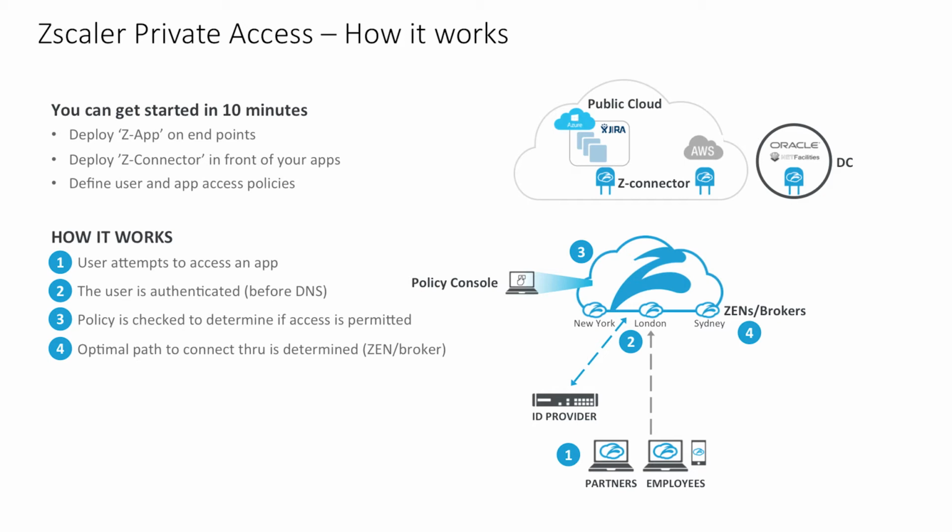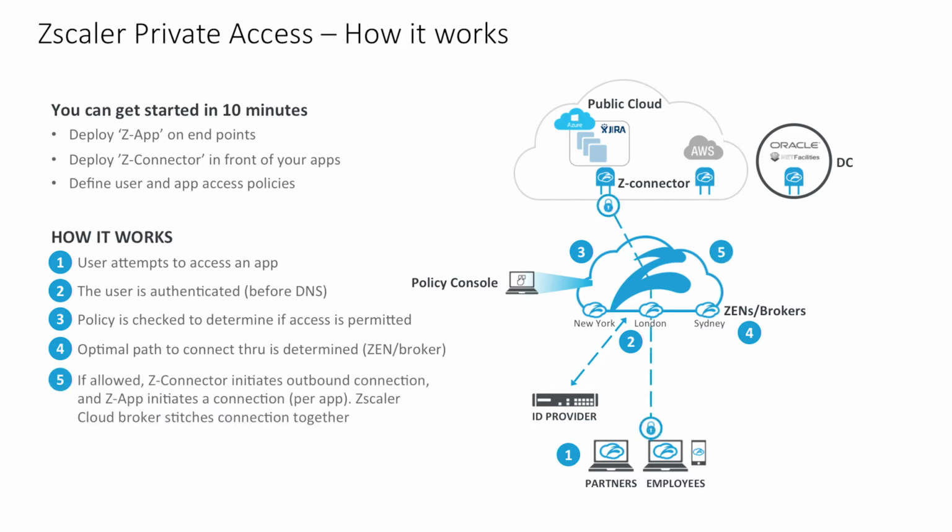With our connectors, we will know that I can load balance this user's traffic to a specific connector running in an Azure zone versus an internal data center, and I will redirect this user's traffic to that specific Zscaler Zen. And if the connection is allowed, our connectors at that point initiate an outbound connection only, and the Zscaler app initiates a connection from the agent. Our cloud brokers, or Zscaler Zens, at that point stitch that connection together, and we load balance that traffic to go to this specific application.